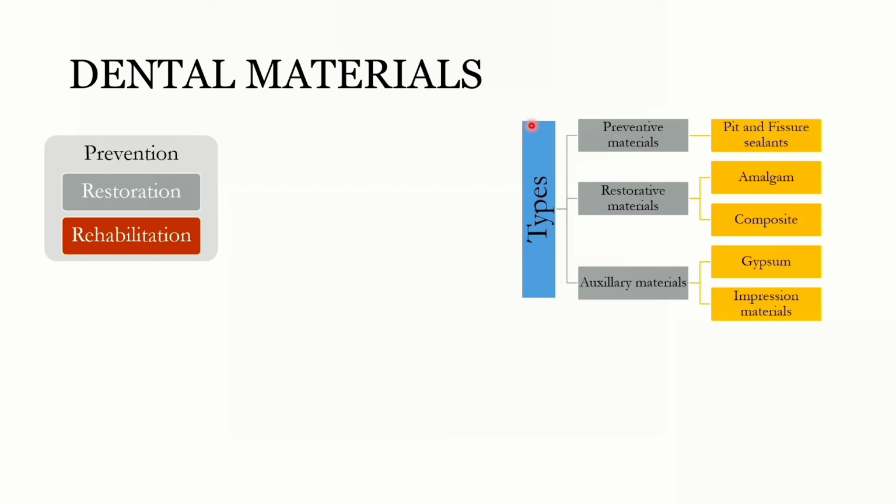Next will be the restorative materials. So these are something we always play with. So it is used to repair or replace a tooth structure, and the most common examples will be your amalgam and composite. Again, auxiliary materials.